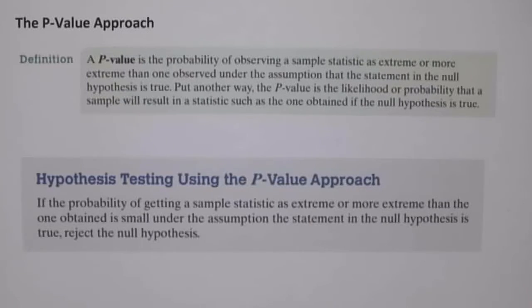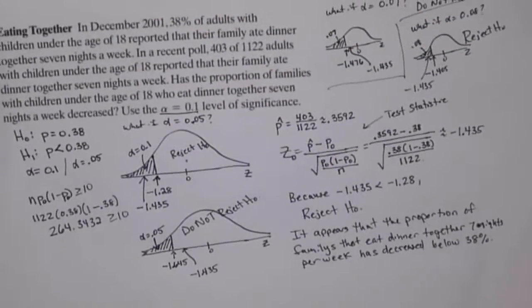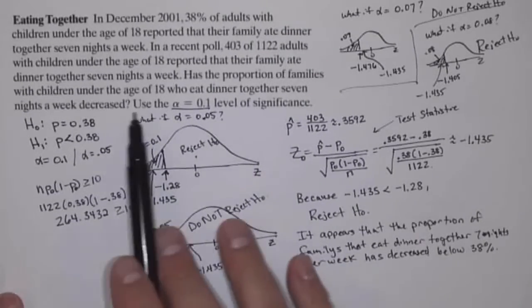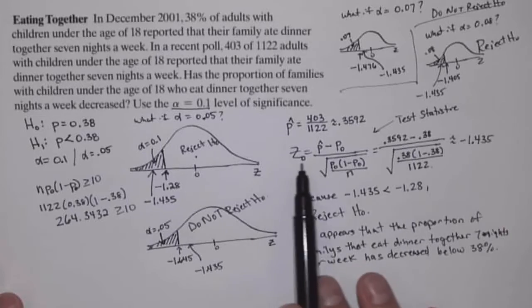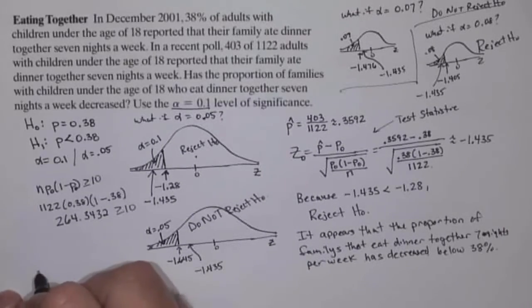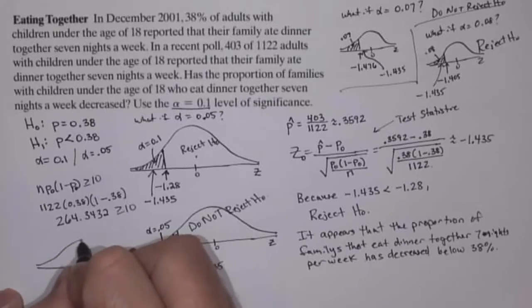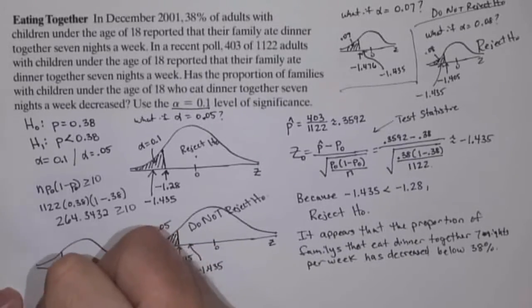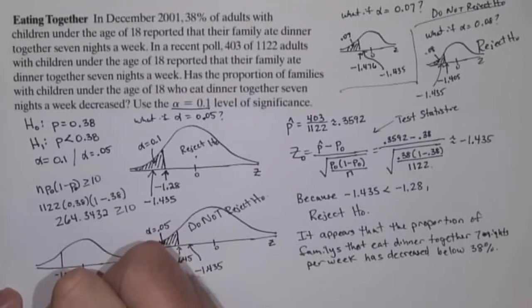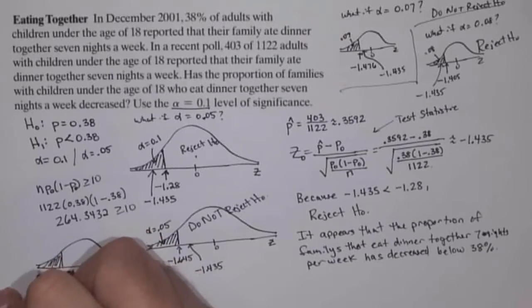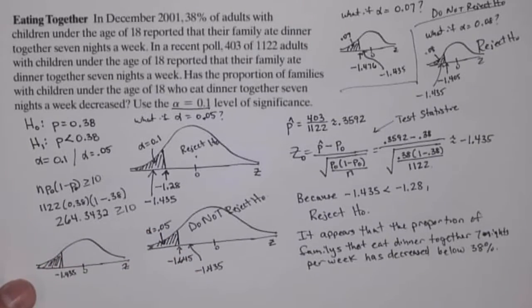So if we bring back in this problem, the p-value, since this is a left-tailed test, is going to be the area to the left of our test statistic. So if I come down here, here's our standard normal distribution. So here's our test statistic, negative 1.435. If I find the area to the left of that, that will be the p-value.